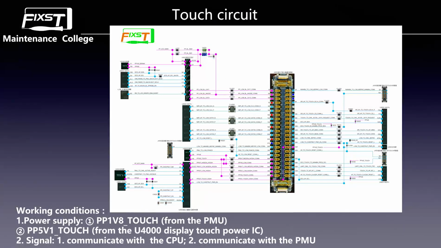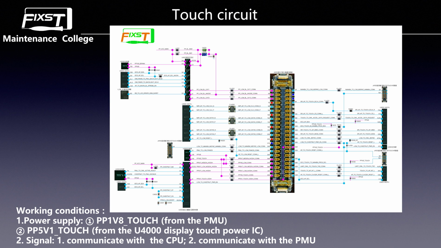And continue to talk about the touch circuit. And the touch circuit, this function to repair is also very easy because, how do we know the touch has problem? It must be that the phone can power on, right? And for the touch circuit to work normally, he also has 2 working conditions. One is power, second is signal. And he has 2 kinds of power supply. One is 1.8 voltage from the PMU, and the second is 5.1 voltage from the U4000 display touch power IC.